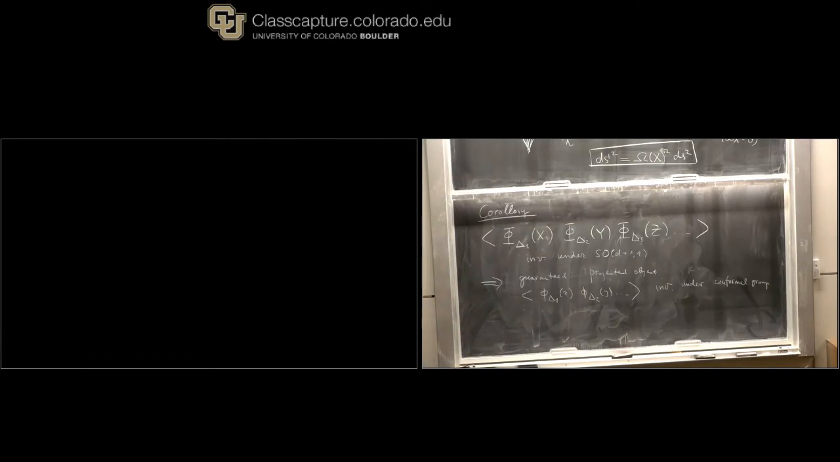Now, if you think a little bit about it, you can actually show the converse: any object which is invariant under the conformal group, if you lift it to the cone, basically taking this equation and reading it not from left to right but from right to left, then you are guaranteed that the object that you're going to find on the cone is invariant under SO(D+1,1). So this formalism is really like a one-to-one correspondence.